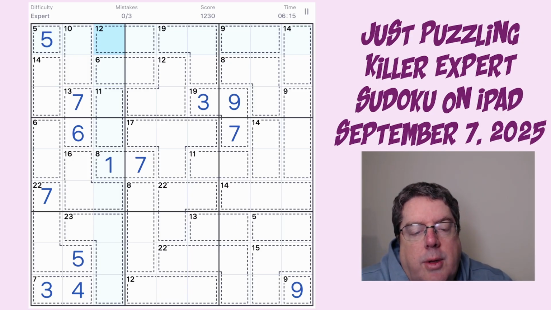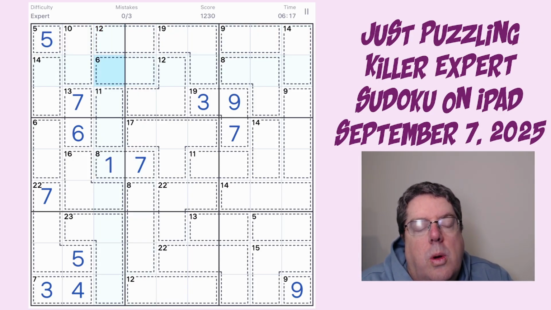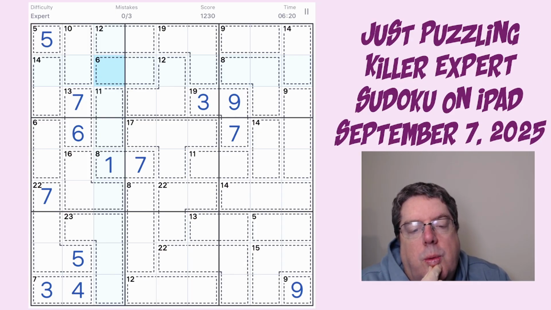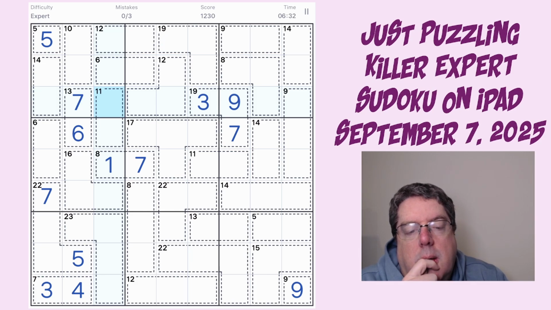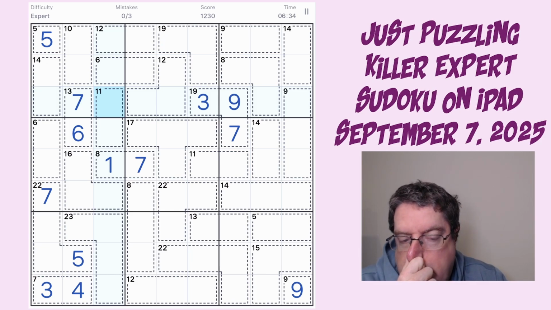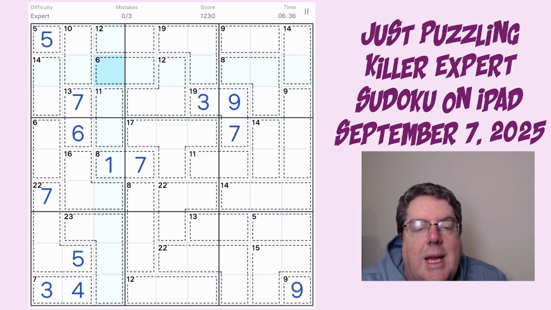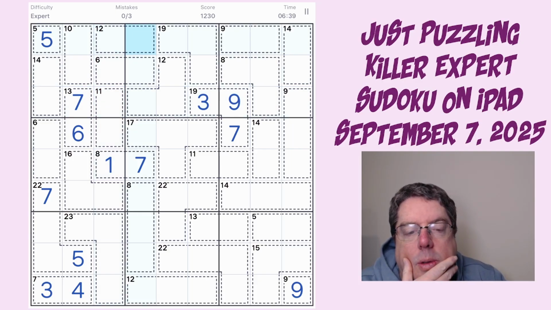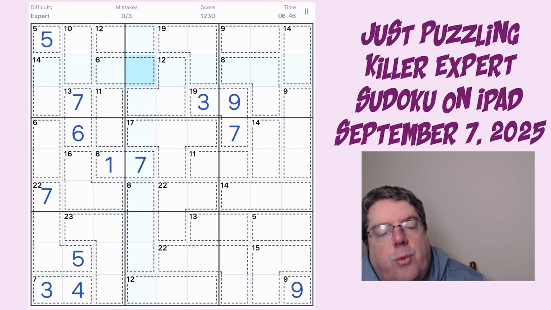1 and 5 are out, so this is 2 and 4. Do I know anything about the 2 and 4? No, I don't. So 2, 4 and 7. So 4 and 7's out. So 2 and 4 are here. This 4 and 8 works. 2 doesn't work there. 2 and 4 works there. 4 and 7 doesn't work. So what's the other number?